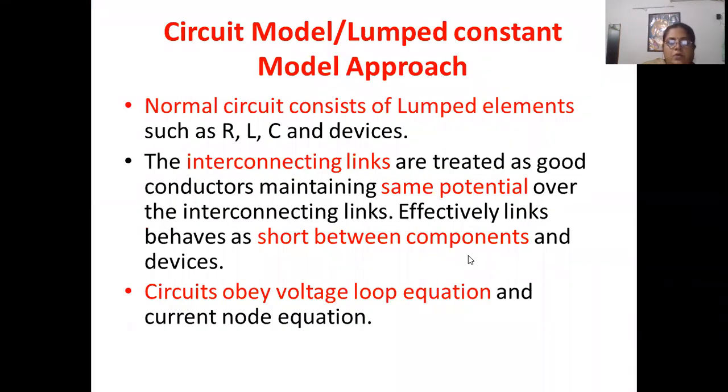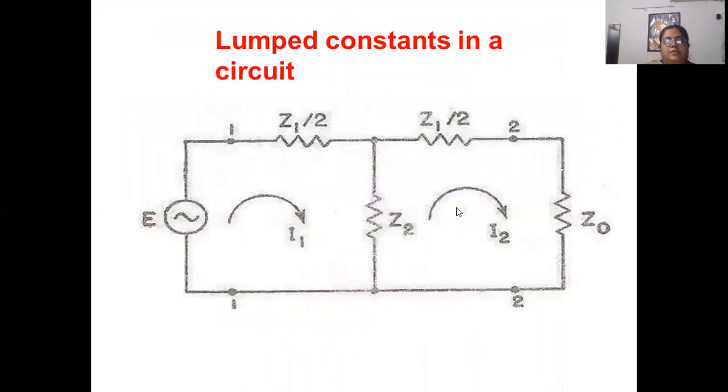Now, the circuit model, or the lumped constant model approach. A normal circuit consists of lumped elements such as R, L, C and devices. The interconnecting links are treated as good conductors, maintaining the same potential over the interconnecting links. Effectively, links behave as a short between components and devices. Circuits obey voltage loop equations and current node equations. This is the circuit which is showing the lumped constants in a circuit.